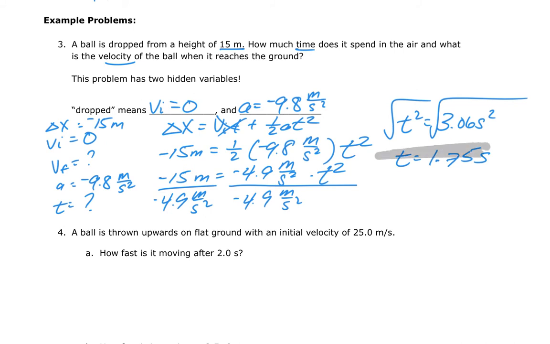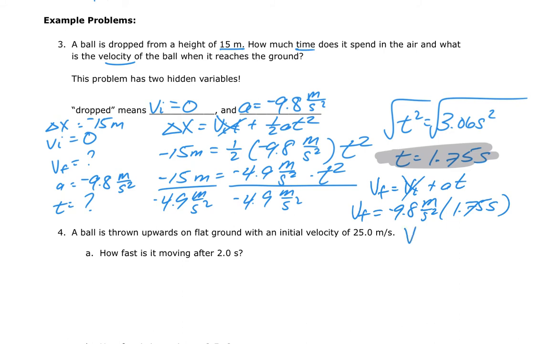And I can go ahead and highlight that. But now I want to find the final velocity. So I'm going to have to pick a different equation. This time I'm going to pick my acceleration equation. V final is V initial plus A times T. So V final is that initial velocity, which I know is 0, plus negative 9.8 meters per second squared times the time, which we figured out above was 1.75 seconds. So my final velocity is equal to, if you plug that into your calculator, negative 17.15 meters per second. And I can go ahead and highlight that. And I have found both answers to the problem.